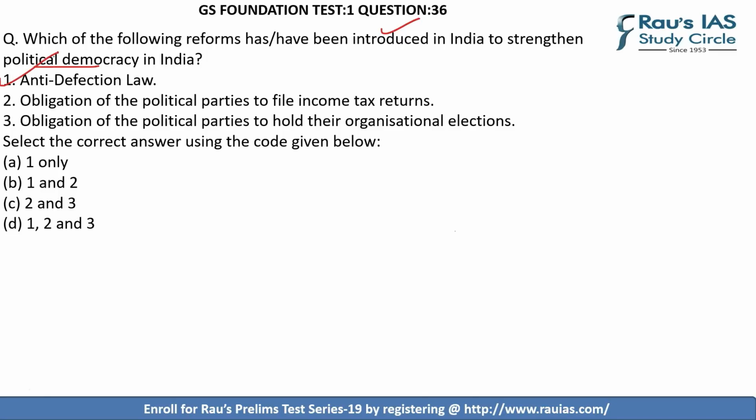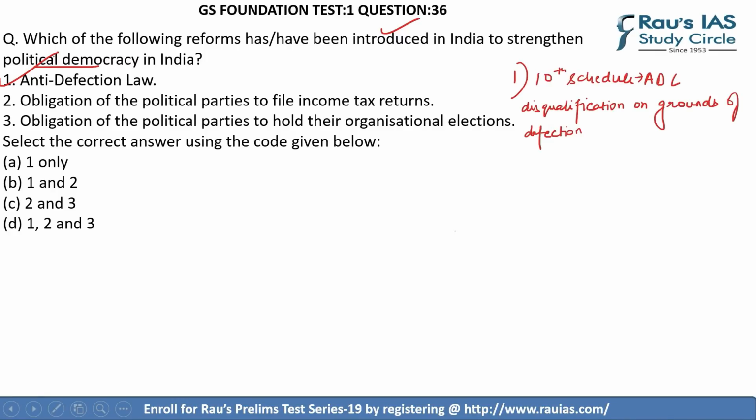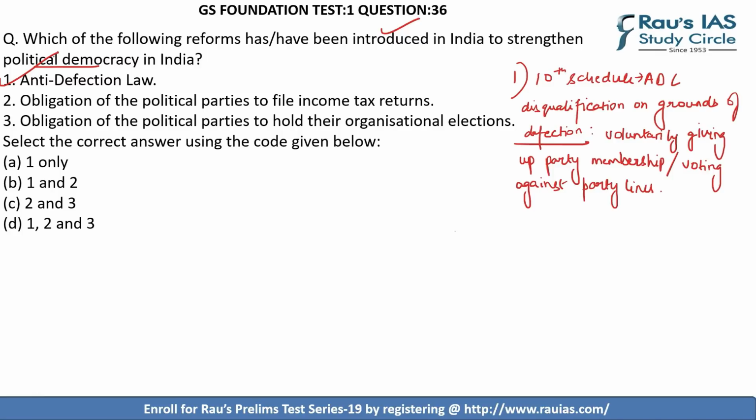This is a correct statement because the 10th Schedule gives the provision of anti-defection law, which provides disqualification on grounds of defection. Let us understand the meaning of this term defection. It means voluntarily giving up membership of a political party or voting against the party line. Coming to the second statement, it says that political parties are obligated to file income tax returns. This again is a correct statement as it creates more transparency and accountability in the context of elections.